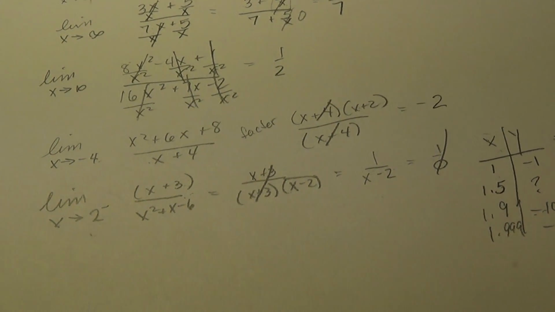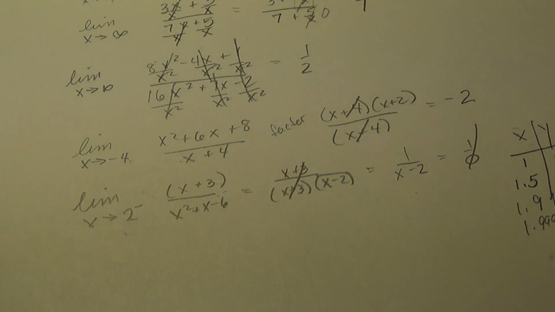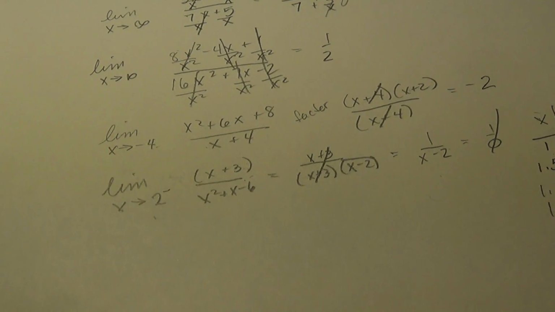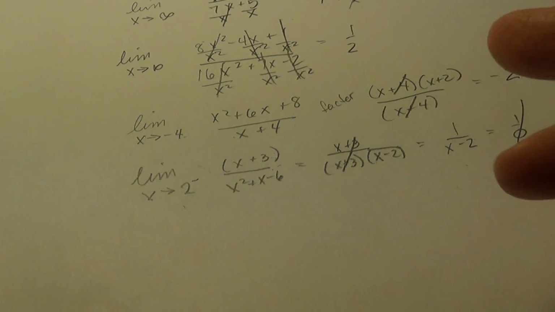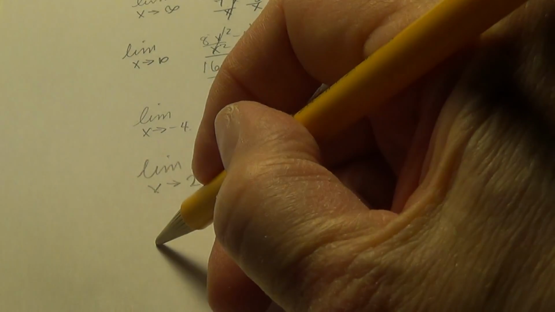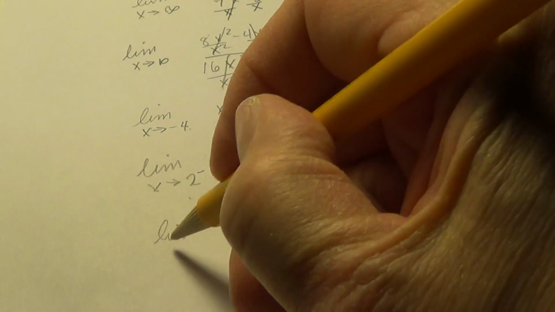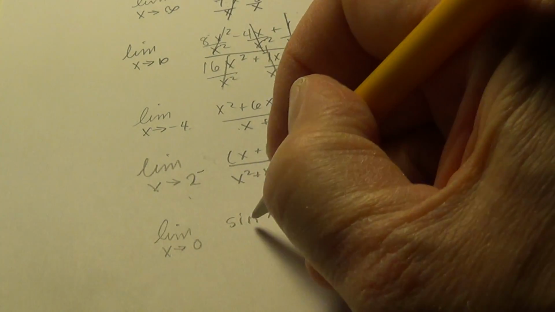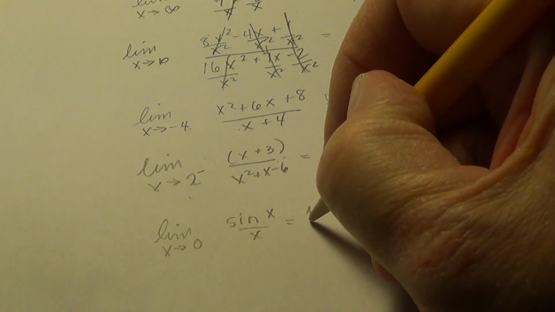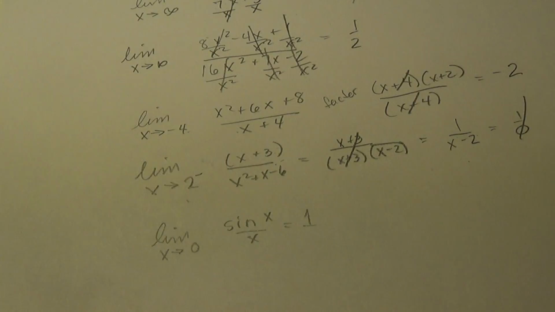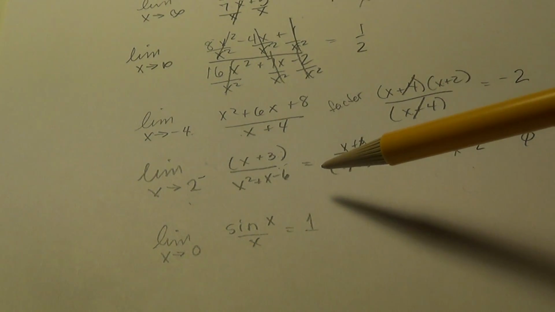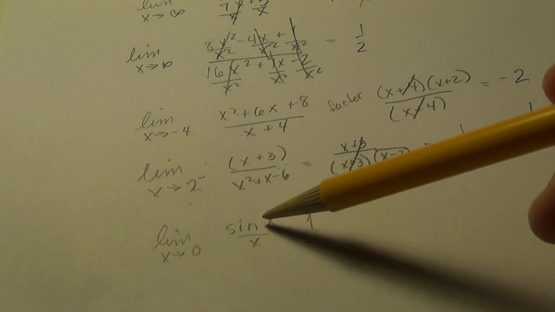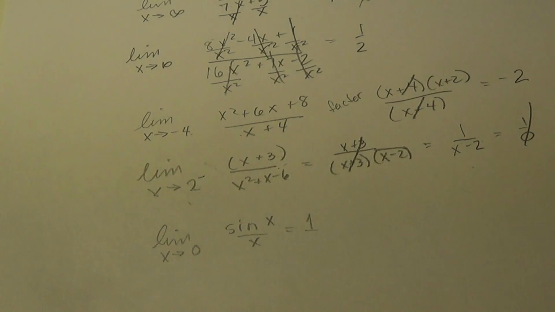There are some algebraic, trigonometric limits that I recall. The limit as x approaches 0 of sine x over x is 1. And we recall we went through an actual proof of that using the Squeeze Theorem. And this is true with radian measures.